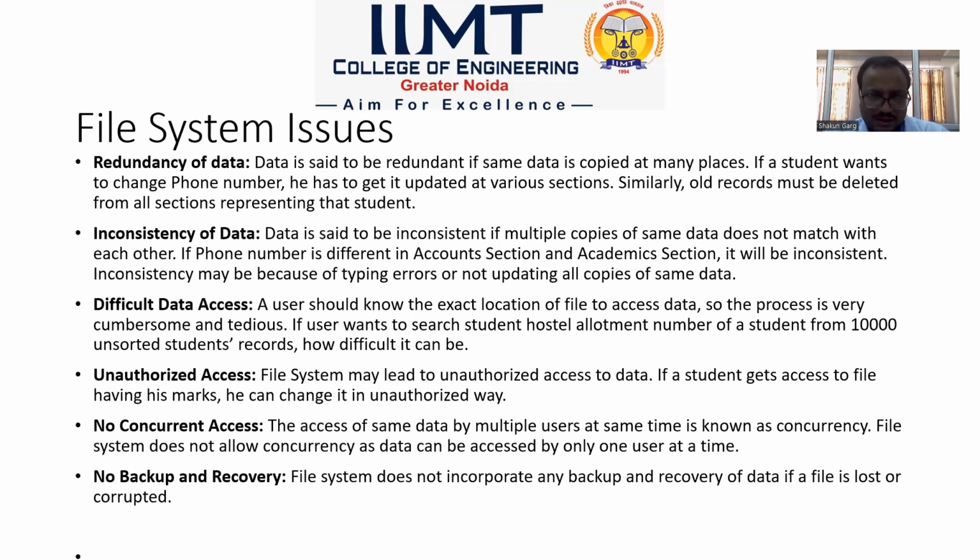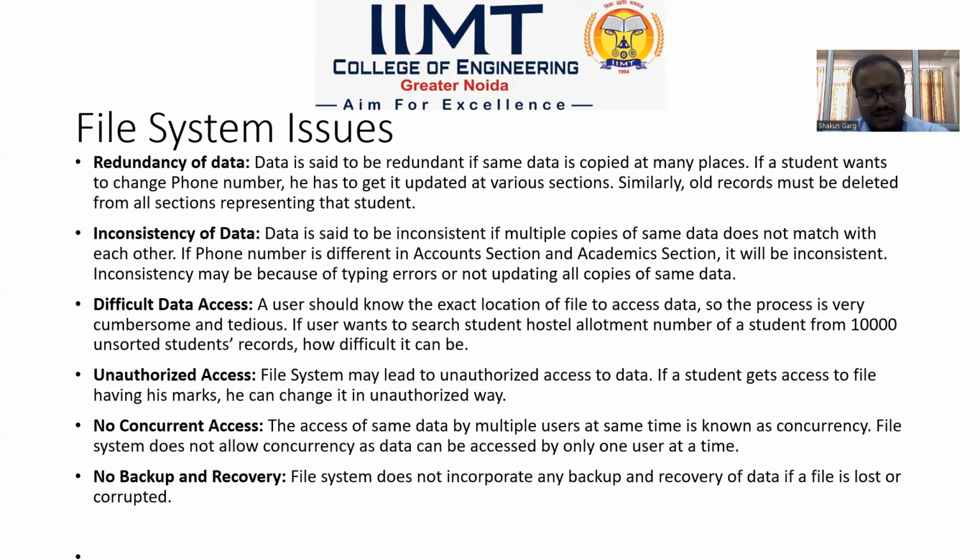Difficult data access. A user should know the exact location of file to access data. So the process is very cumbersome and tedious. If user wants to search hostel allotment number of a student from 10,000 unsorted student records, how difficult it can be. Unauthorized access. File system may lead to unauthorized access to data. If a student gets access to file having his marks, he can change it in unauthorized way.